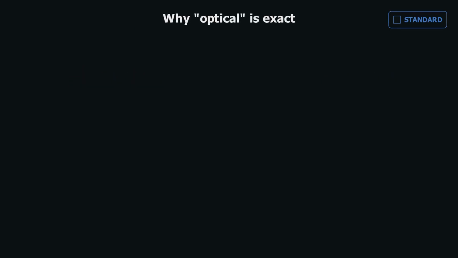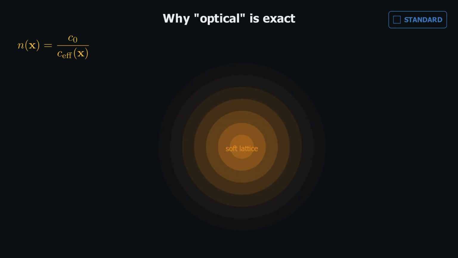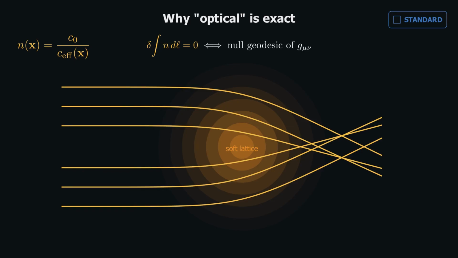The word optical here is exact, not decorative. Define a refractive index the ordinary way, n of x equals C0 divided by C effective of x. Where the lattice is soft, the light is slow, and the index is high. Fermat's principle says a ray extremizes the integral of n along its path, and that condition is identically the null geodesic condition of the metric we just read off. So the substrate is a piece of graded index glass whose index is set by the local stiffness. The mirage over the hot road and the lensing of an emergent spacetime are not analogous calculations. They are the same calculation.